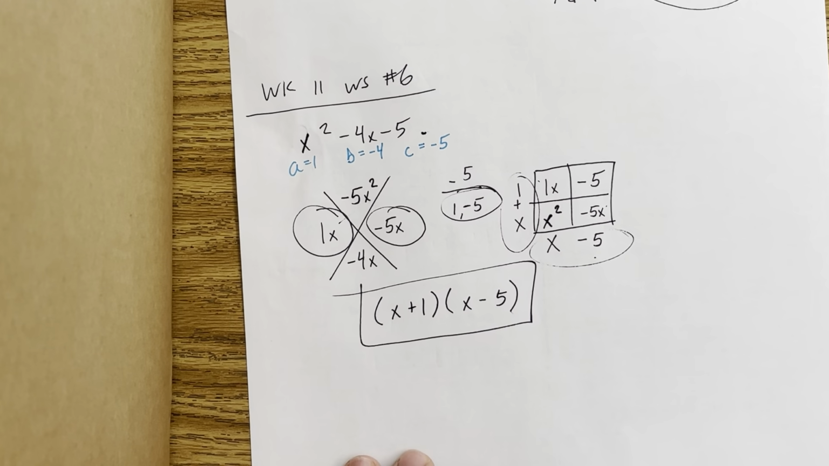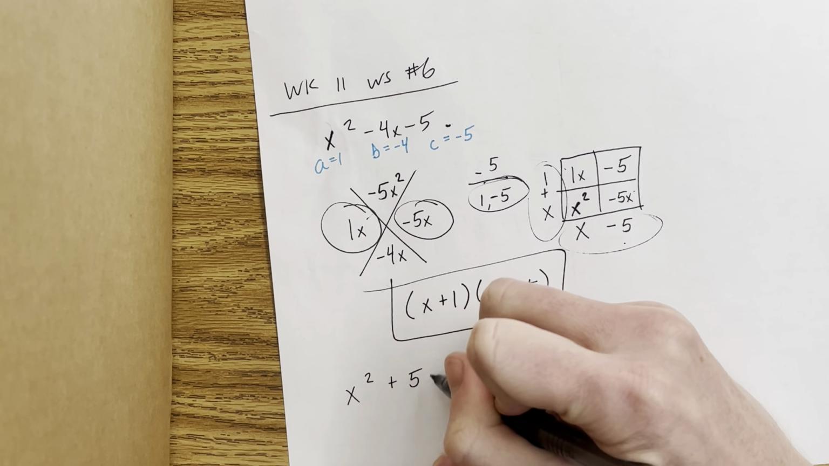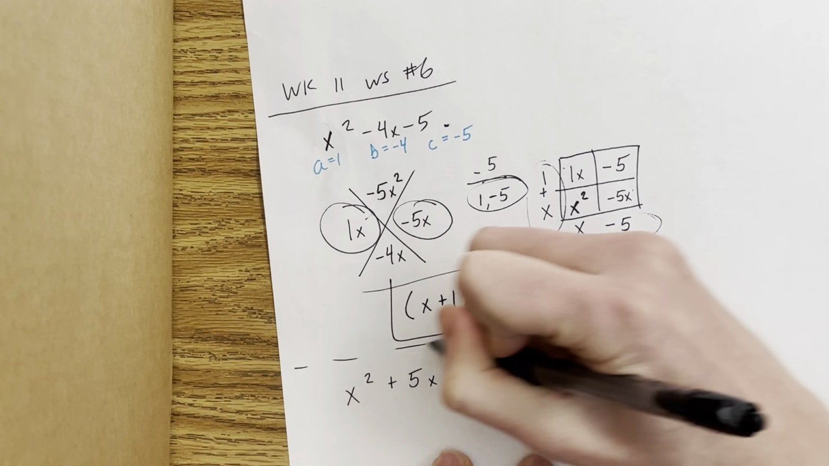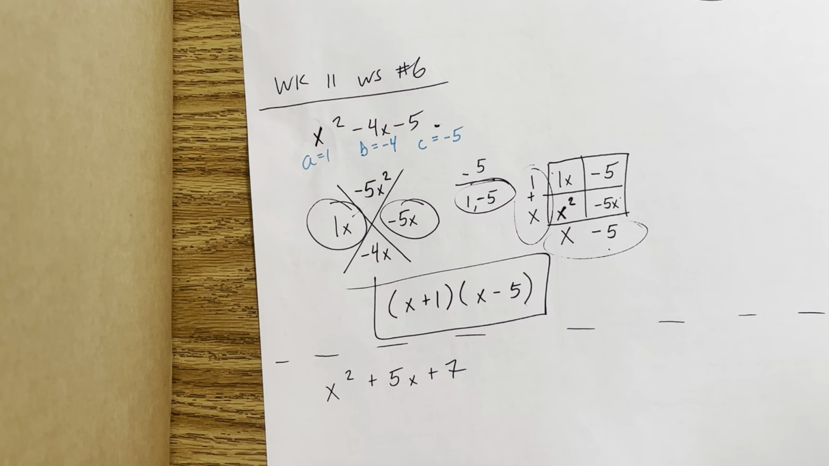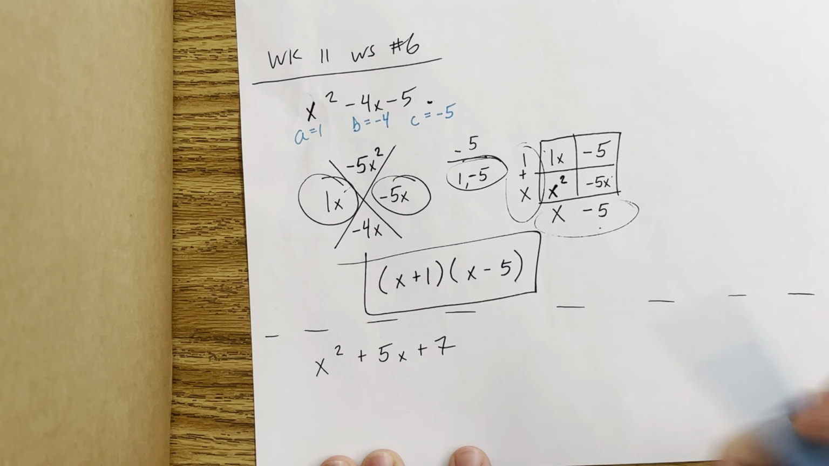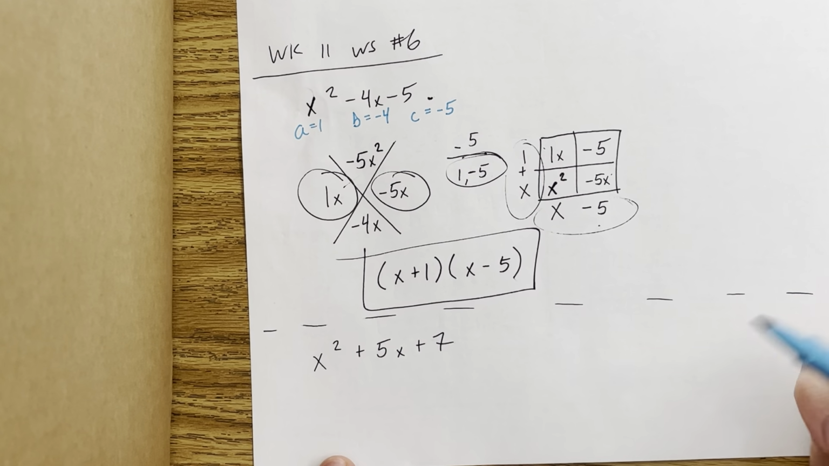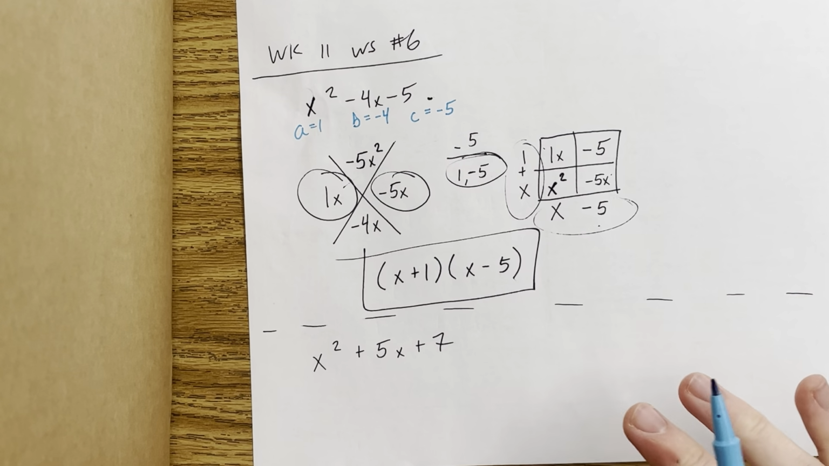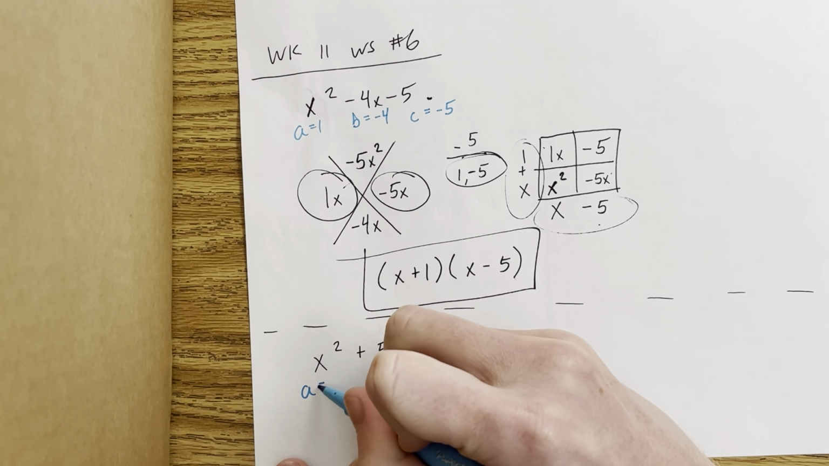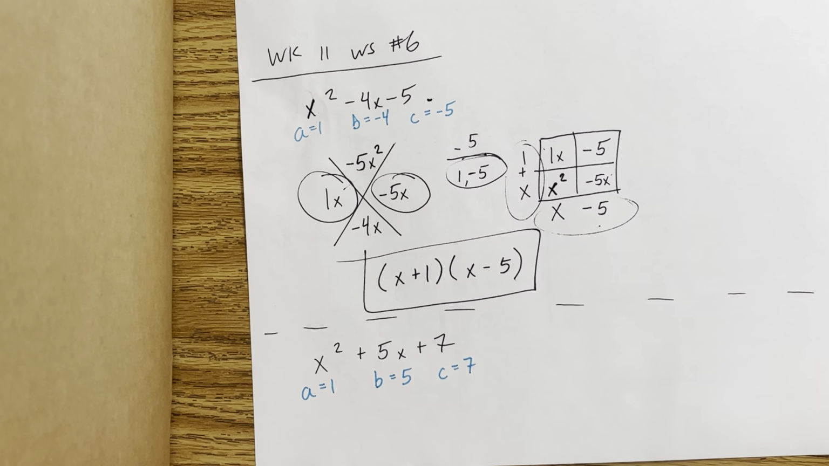So I'm going to show you guys a little bit more of a complicated one. X squared plus 5x plus 7. And this is going to serve as a lesson of some sort. So first things first, as always, we should check for a greatest common factor. Does anything go into all three of these numbers that can be pulled out? The answer is no. The only number that goes into all three of these is 1, so we disregard that. We don't do anything with that. So A equals 1, B equals 5, and C equals 7.